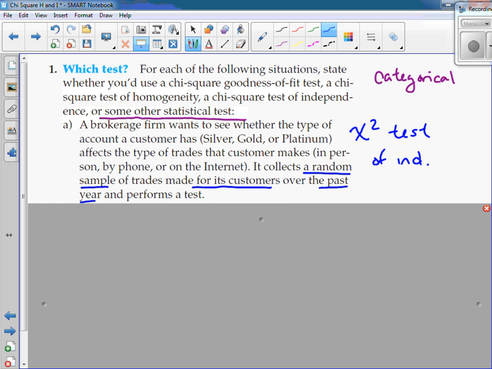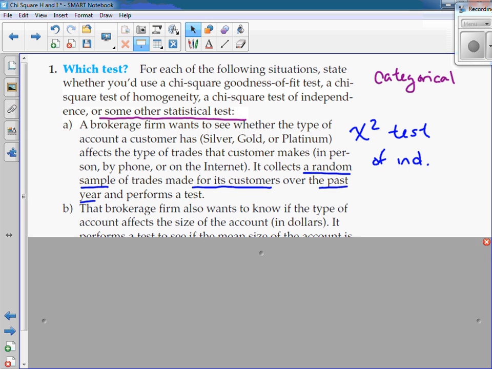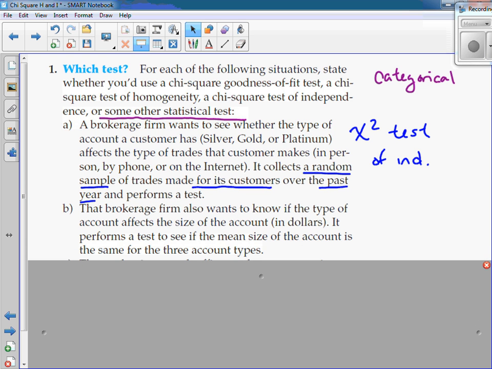Okay, always look at the population. For the next one, that brokerage firm also wants to know if the type of account affects the size of the account in dollars. It performs a test to see if the mean size of the account is the same for the three account types. It's easy to get suckered in, but one of your variables is the size of the account in dollars. That is quantitative, and you can't do a chi-square test with quantitative data, so this is some other statistical test.